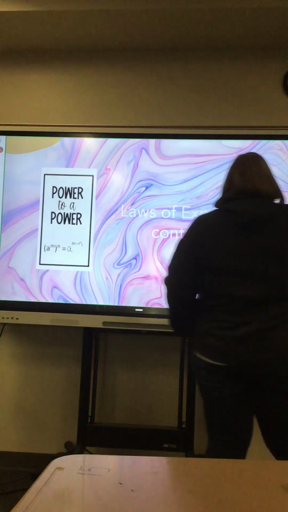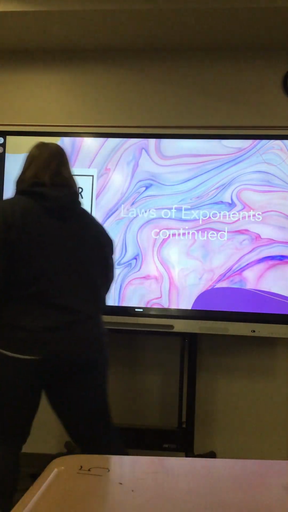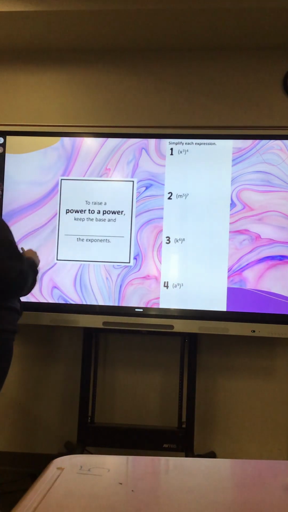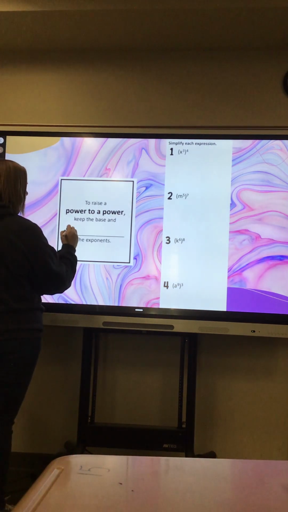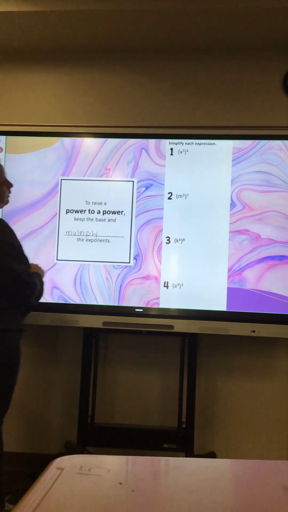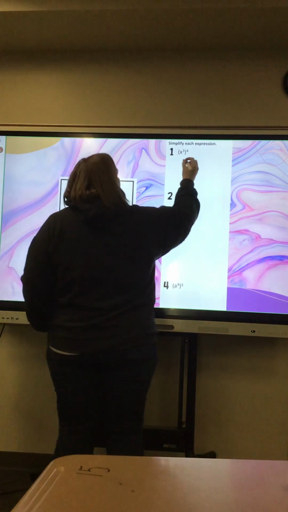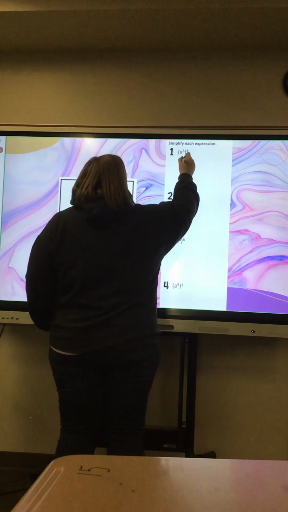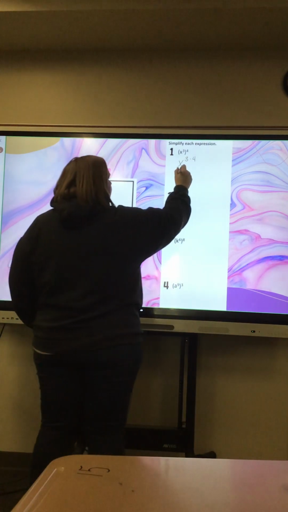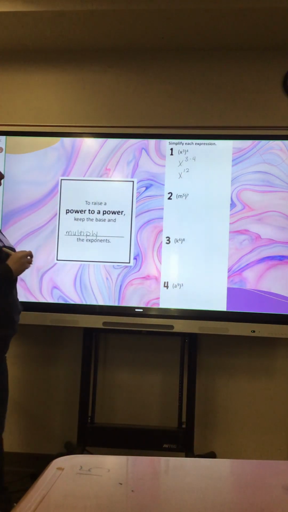So if I look at some examples, to raise a power to a power, we keep the base and multiply the exponents. So for the first one, I have x to the third to the fourth. So I multiply those, so x to the 3 times 4 would make this x to the 12. Remember, your base is going to stay the same.